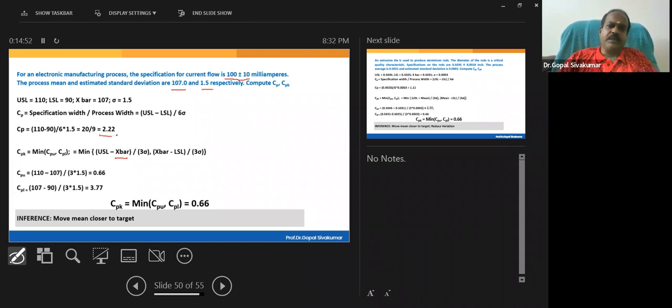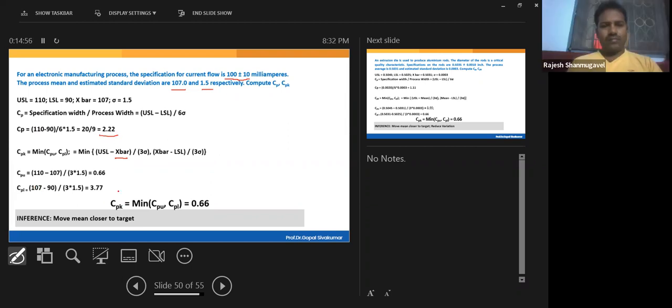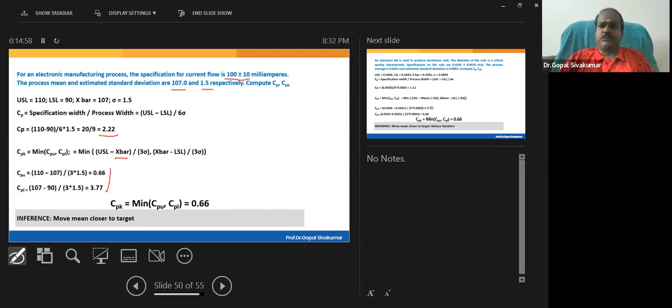Substitute in your formula. CP equal to 2.22. CPK, you have two values. Tell me which one will you choose? 0.66. Very good. So CPK is 0.66, CP equal to 2.22. It means variation wise your process is okay. Variation wise your process is okay. But your process has undergone a shift.